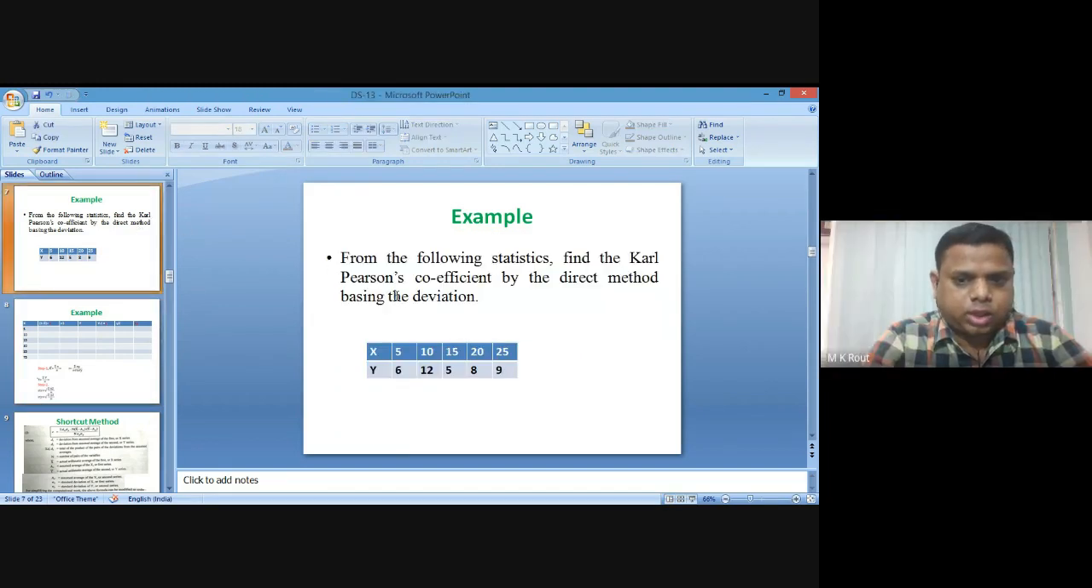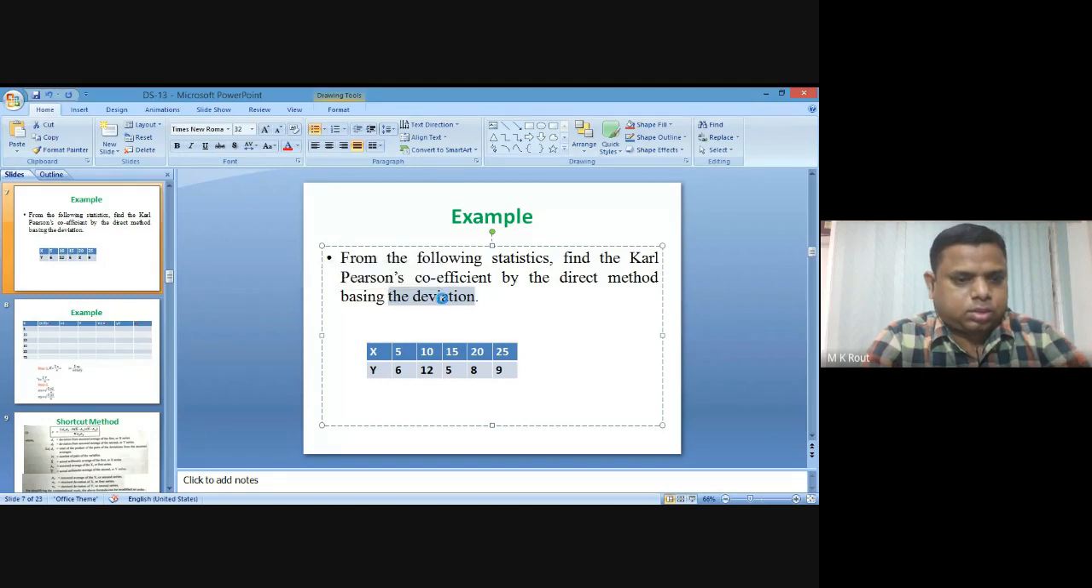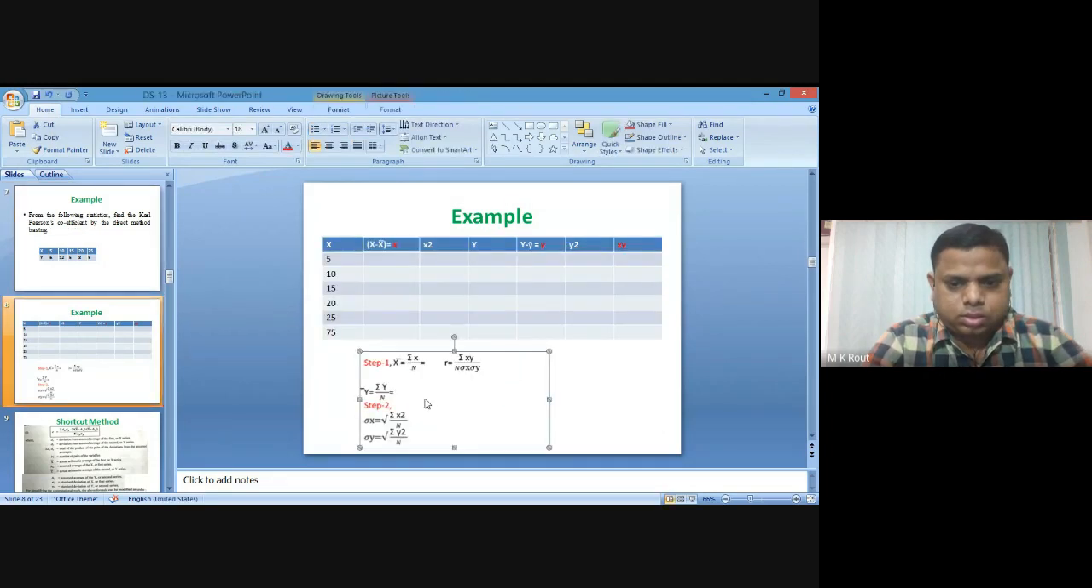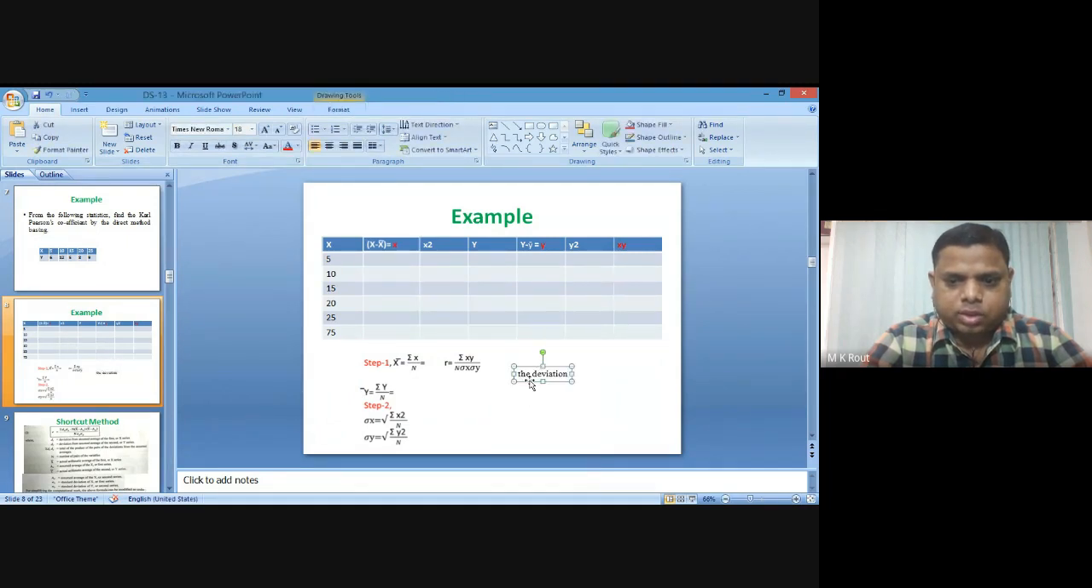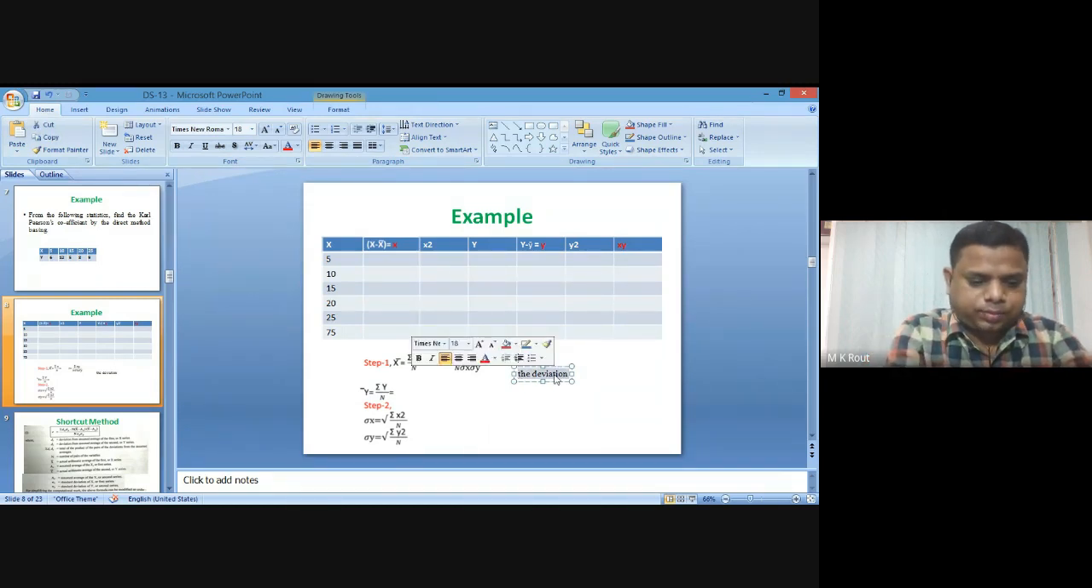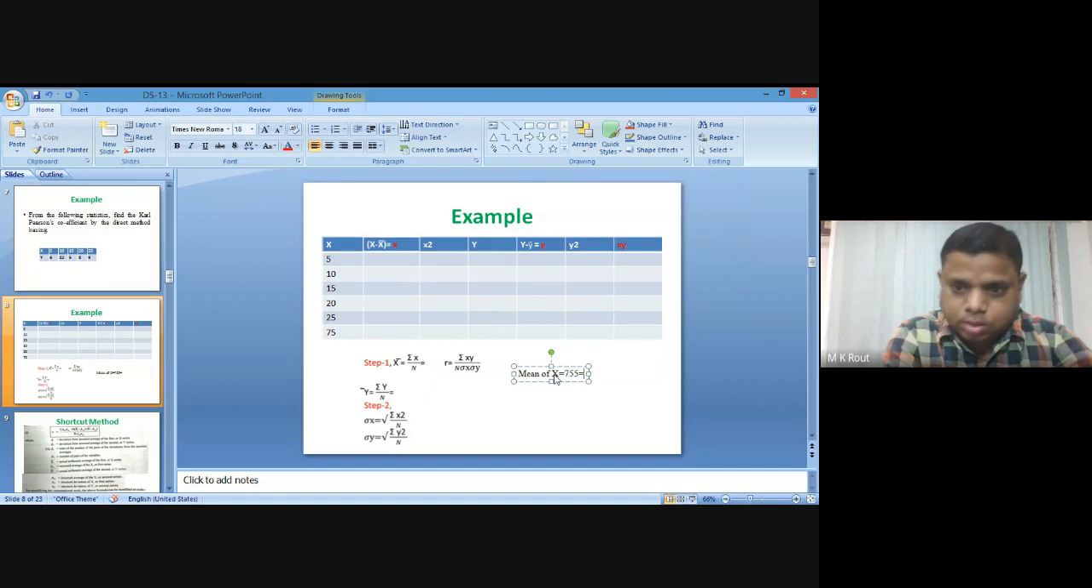Okay, moving to the next one. Just a minute. Whenever I paste, the format always changes. That's why I repeatedly go to the previous slide. So the mean of x, or x bar, equals 15: 75 divided by 5 equals 15.